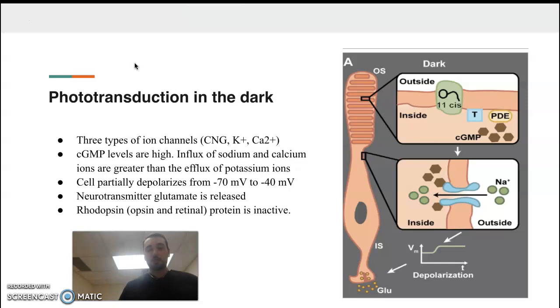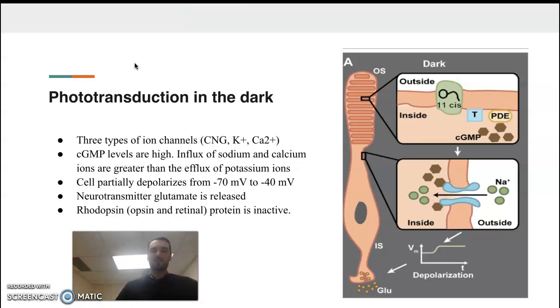Alright, so we got through the anatomy part of the retina, and now we're going to go into the physiology part of the retina, which leads to the question of what leads to the stimulation of these photoreceptors. Okay, well, first we're going to talk about phototransduction during dark phases. In my examples, we're going to talk about phototransduction in the rods, but this is a very similar process that occurs in the cones.